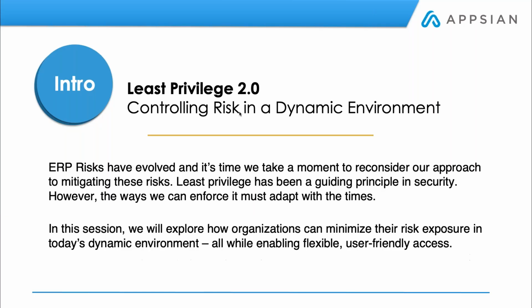So with that, just a brief intro of what we wanted to talk about. When we think about Least Privilege 2.0 and what's going on in the environment today, it really is about ERP risks and how to manage those risks. The risks have really evolved, and it's time that we take a moment to reconsider the approach to mitigating these risks, which is what we're going to be talking about today. Least privilege has always been a guiding principle in security. Technically, the user accesses the system with the least amount of privileges and access they can, so that everything else is as secure as possible.